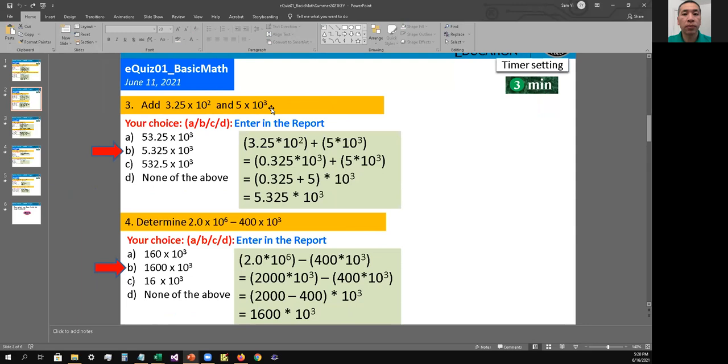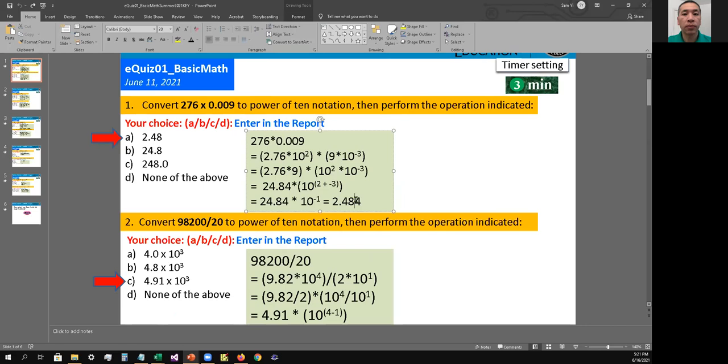Yeah, I picked D because 2.84 is not in there. No, 2.84, so like I said, we can round it. 2.48 is close enough, so the answer would be A for number one, okay? You don't have to be exact, but that's close enough.